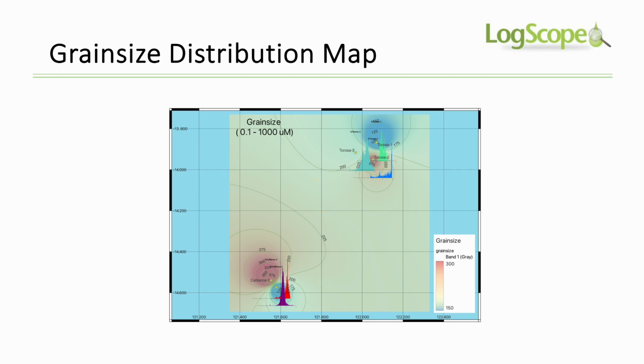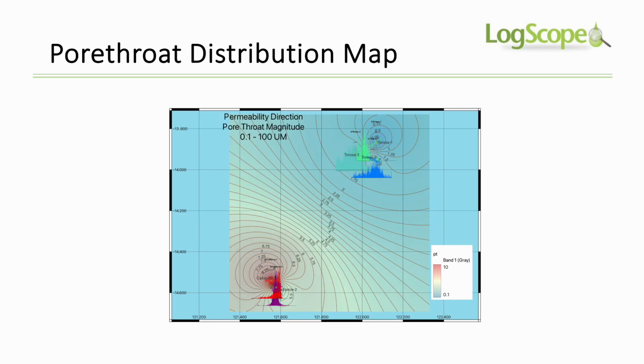If we look at the grain size of the wells, and I should say that the Caliance wells down here and the Tarosa wells up here are about 80 kilometres apart. So we can actually see that we've got a variation in the grain size with the Caliance wells, and particularly Caliance 1, showing a very large grain size as opposed to a much smaller grain size in the Tarosa area. This translates into a pore throat distribution that also increases from Tarosa to Caliance.